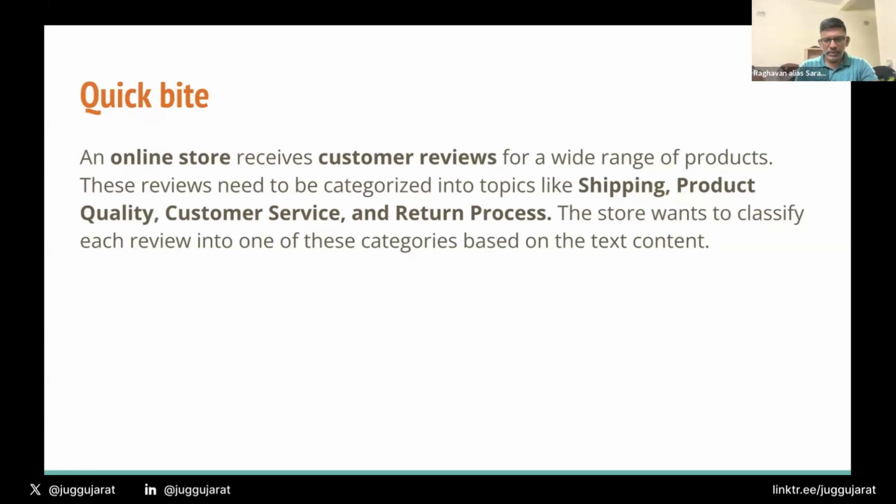Something based on text. We have, and don't have it handy. It is an image, abstract image. Okay. It's a text-based one, that's right, Raghavan. But again, Tamara, you can correct me if I'm wrong. My guess is it's again a multi-class classifier, because we have to decide whether it is shipping or product quality or customer service, etc.